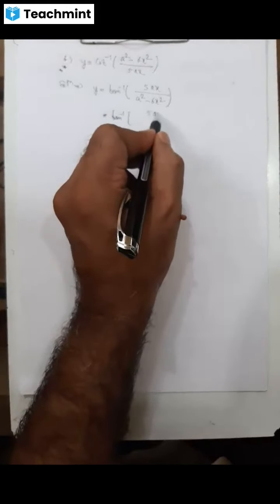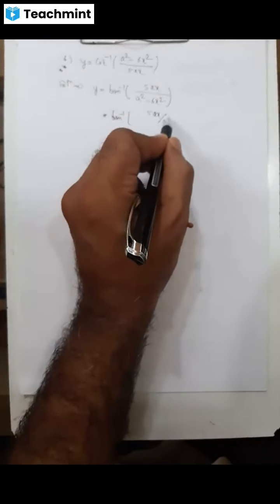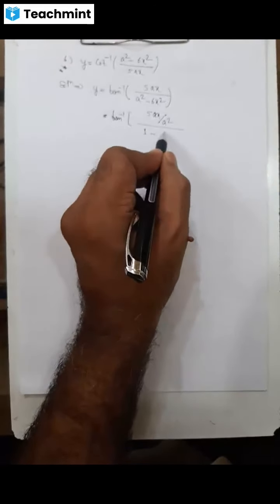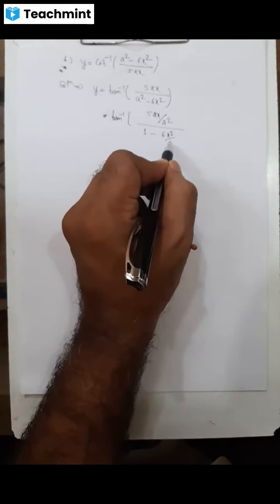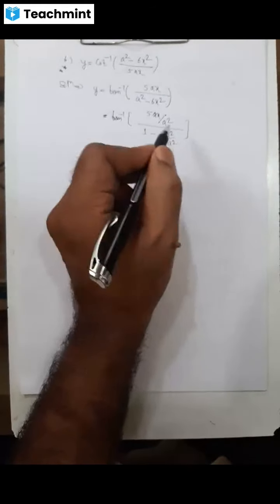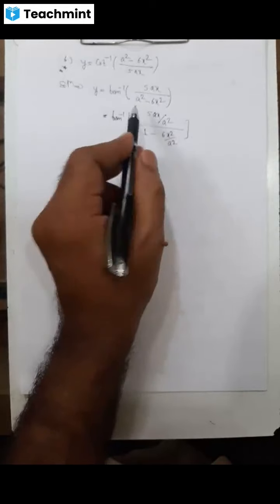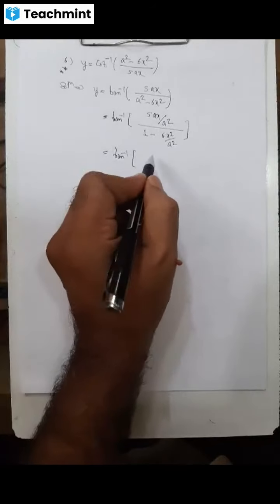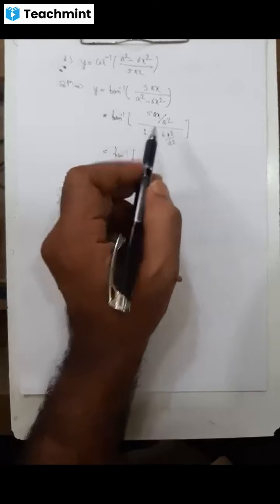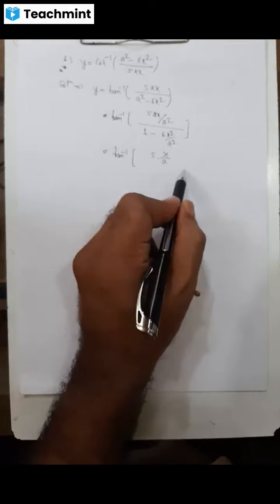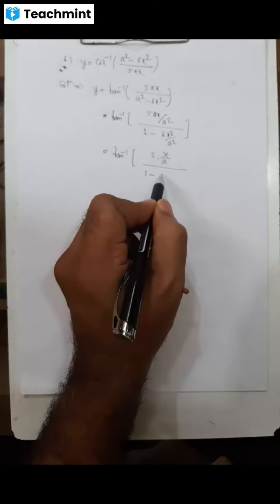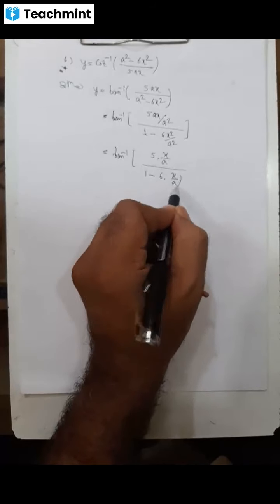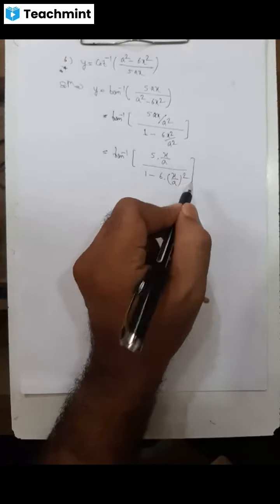So 5ax divided by a square, we divide each term by a square. A square divided by a square, we get here 1 minus 6x square divided by a square. Because of the formula, in the denominator the first term must be 1, so we divide by a square and then simplify. Tan inverse in bracket 5, here 1a cancels and we get x divided by a, in the denominator 1 minus 6x square upon a square, which can be written as x upon a, whole square, right?